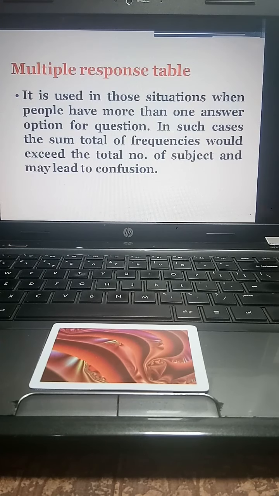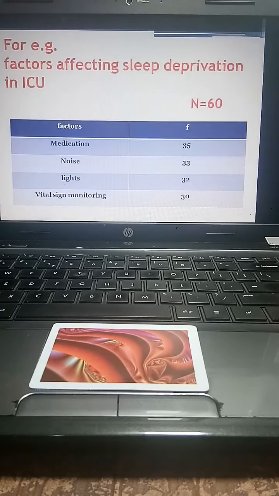So next is the multiple response table. In this case, we are using these kinds of tables in those situations when the people have more than one answer option. When the people have more than one answer option for the question, in such cases, the sum total of the frequency would exceed the total number of subjects, and sometimes it may lead to confusion. Just look at the example.